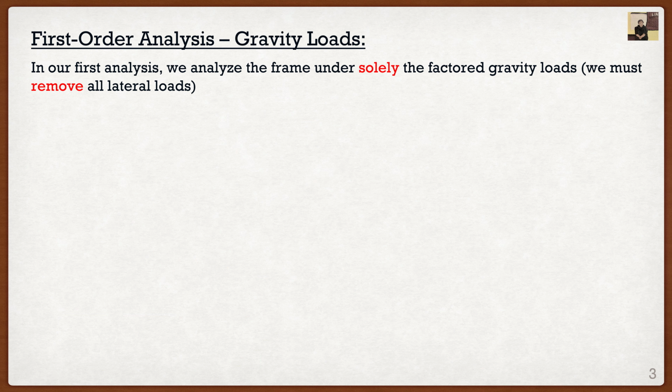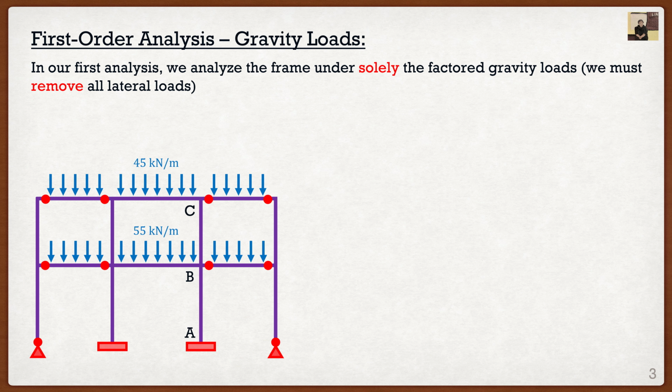Now, to do this method, we actually have to do two different first order analyses. The first one is going to involve gravity loads. So in our first analysis, we are going to analyze the frame solely under gravity loads. Now there's the key, solely under these gravity loads. Therefore, we must remove all lateral loads. So if I take my frame and I remove all of my lateral loading, this is what I'm going to get, and this here is what I'm going to analyze.